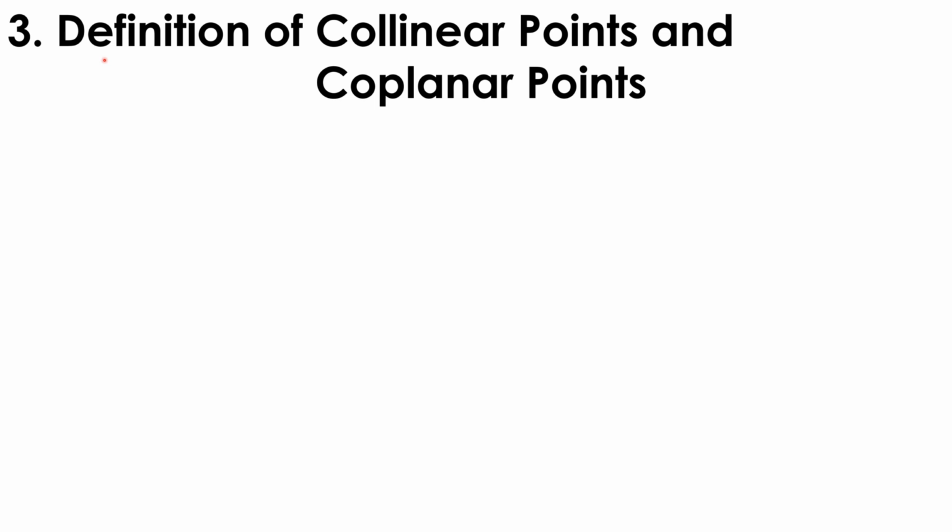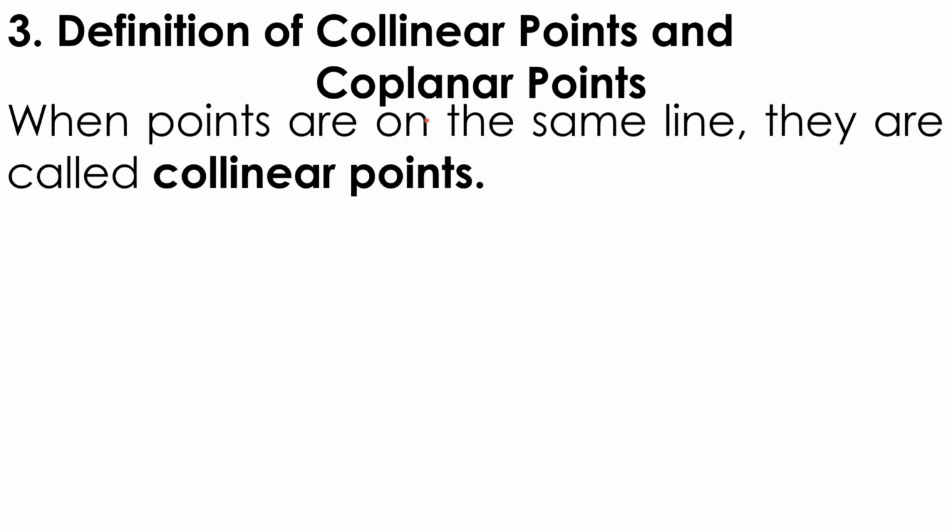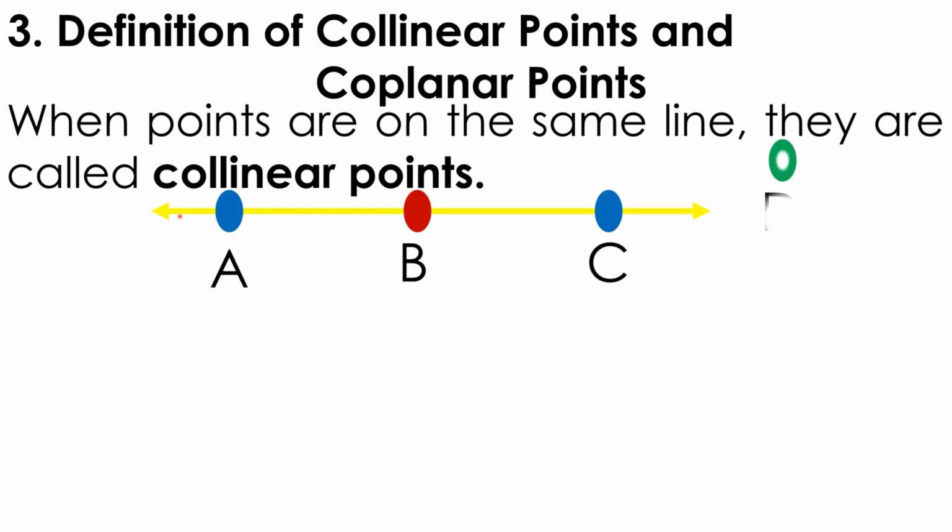Now let's proceed to the definition of collinear points and coplanar points. When points are on the same line, they are called collinear points. So I have here the figure with line AC and points B and D. Note that points A, B, and C are on the same line. Hence, they are said to be collinear, while point D is not on the same line with the other three. Thus, these 4 points A, B, C, and D are non-collinear.